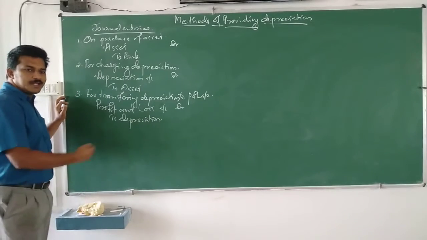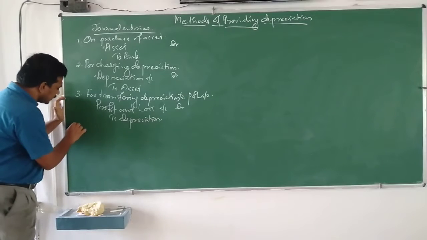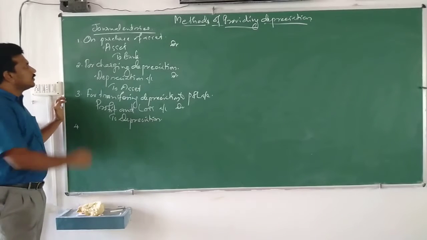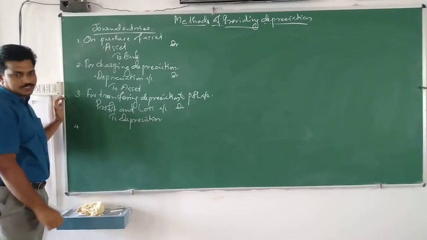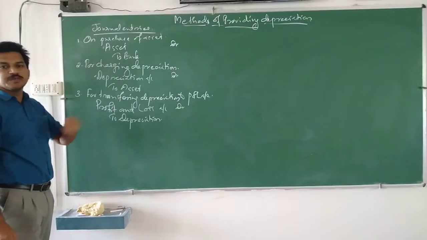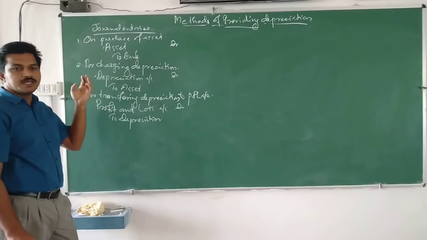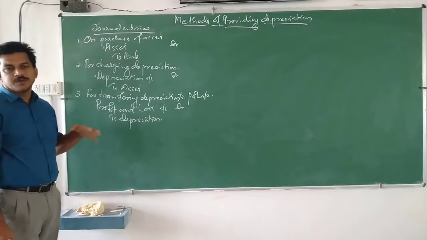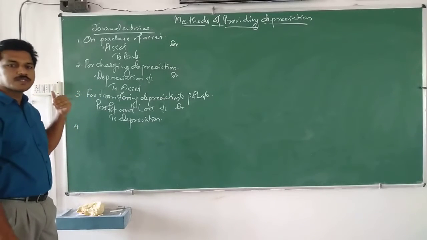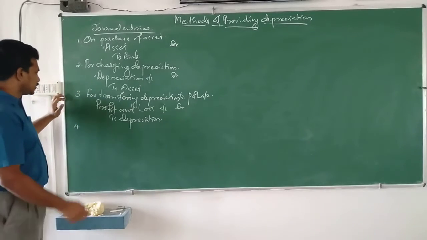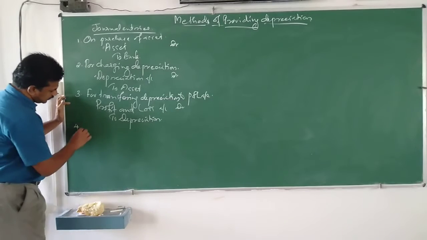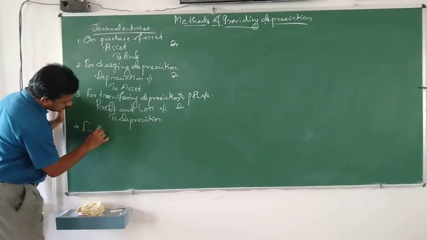Okay. Then let us see one more journal entry. We have written on purchase of asset. This asset sometimes we may sell, either at the end of the lifetime or in between; there is a chance of selling these assets. So what will be the journal entry for that? For the sale of assets.